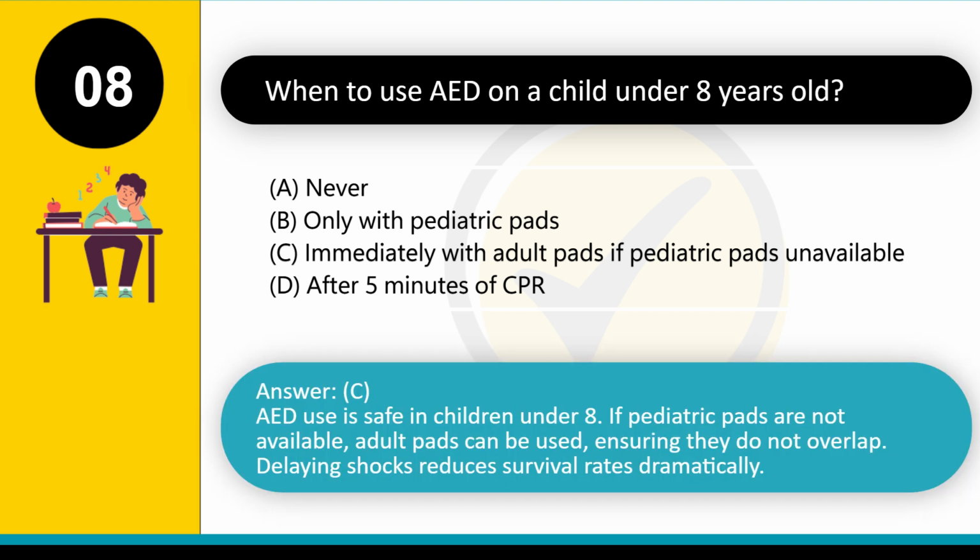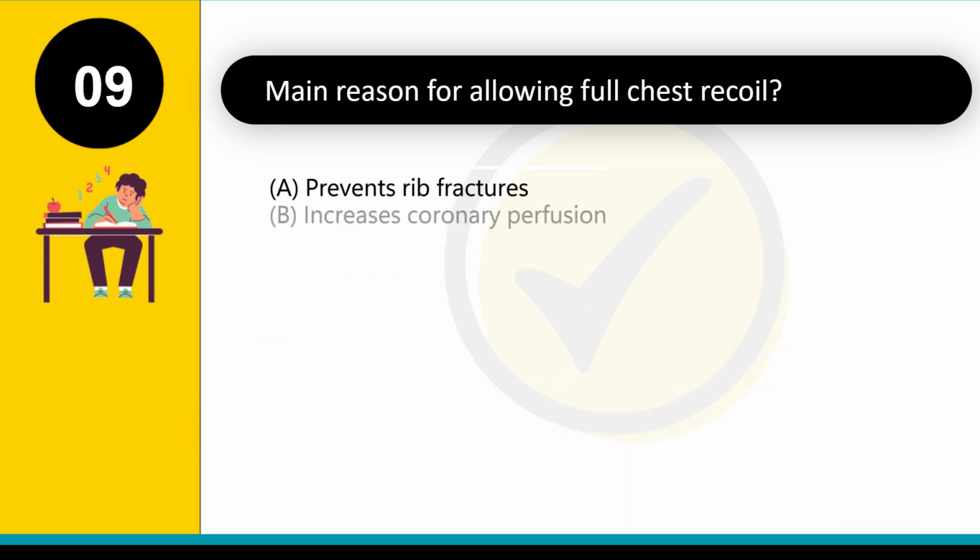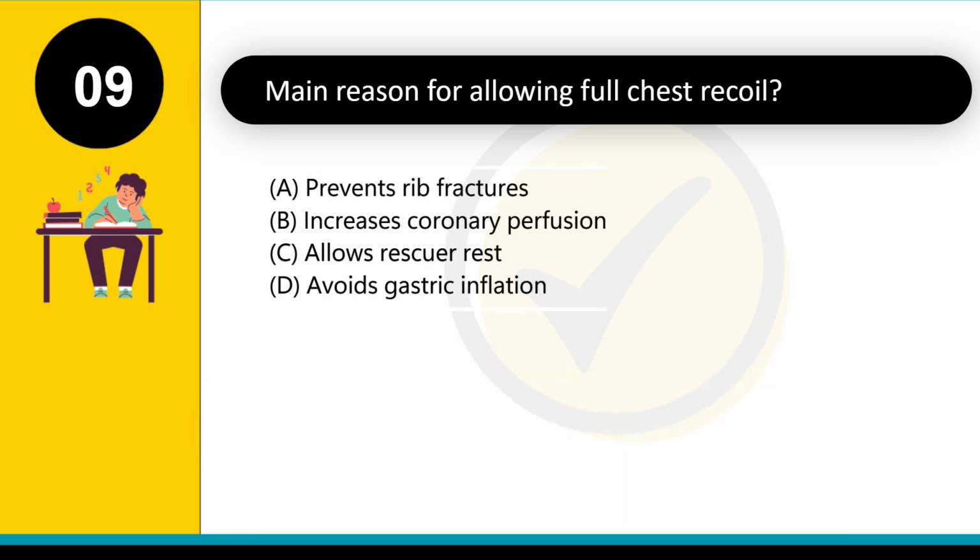Answer, C. AED use is safe in children under 8. If pediatric pads are not available, adult pads can be used, ensuring they do not overlap. Delaying shocks reduces survival rates dramatically. Main reason for allowing full chest recoil? A. Prevents rib fractures. B. Increases coronary perfusion. C. Allows rescuer rest. D. Avoids gastric inflation. Answer, B.